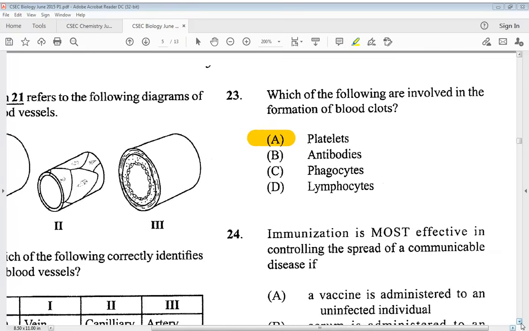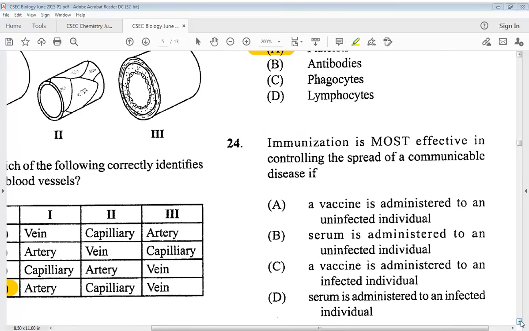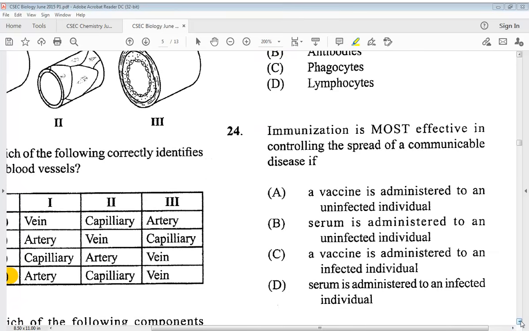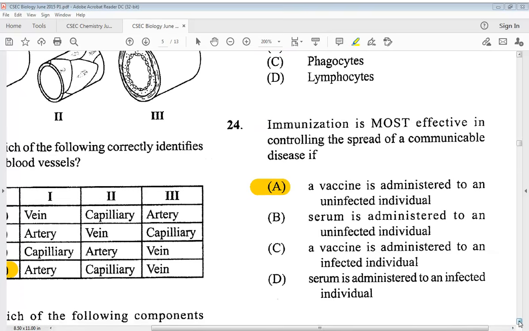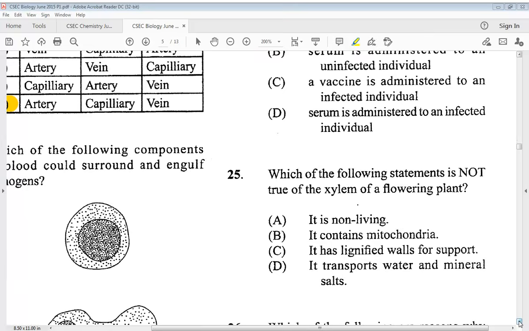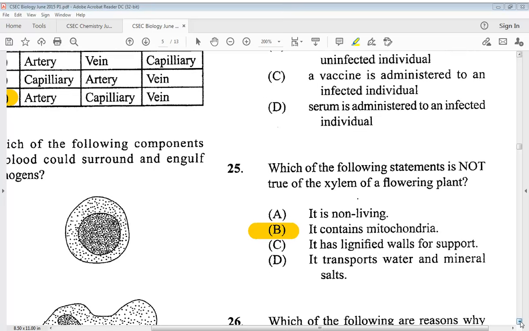24 says, immunization is most effective in controlling the spread of a communicable disease if A, a vaccine is administered to an uninfected individual. 25 says, B would be your answer. Let's go to 26.